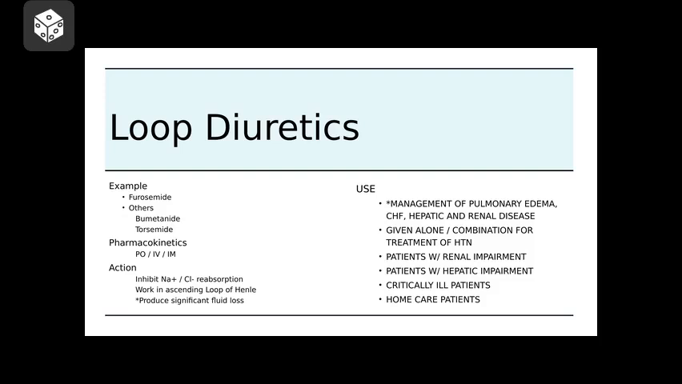So because they're so powerful, we use these in the worst situations: management of pulmonary edema, congestive heart failure, and hepatic and renal disease. We can give loop diuretics like furosemide alone, or we can give it with other medications to treat high blood pressure. It's good for patients with renal and hepatic impairment that's leading to fluid overload. Really good for critically ill patients because it works so strong and so quickly. And it can be used in patients at home. You can take the oral version of it, so you can help manage chronic diseases with furosemide.